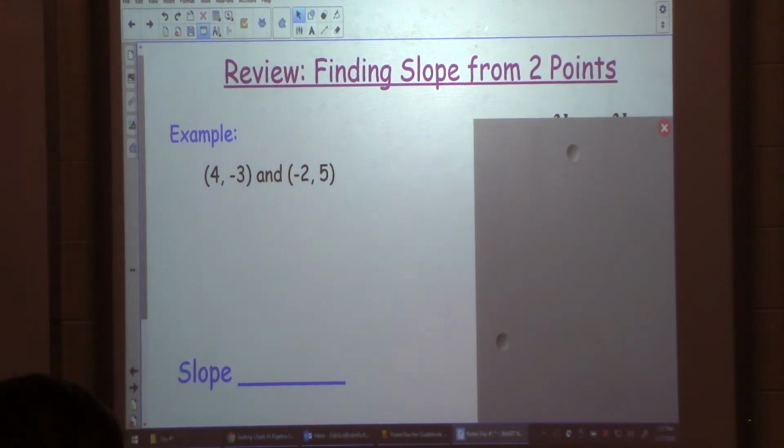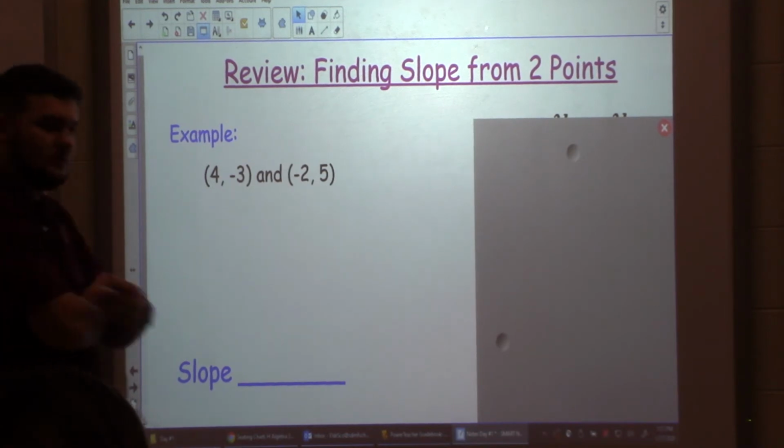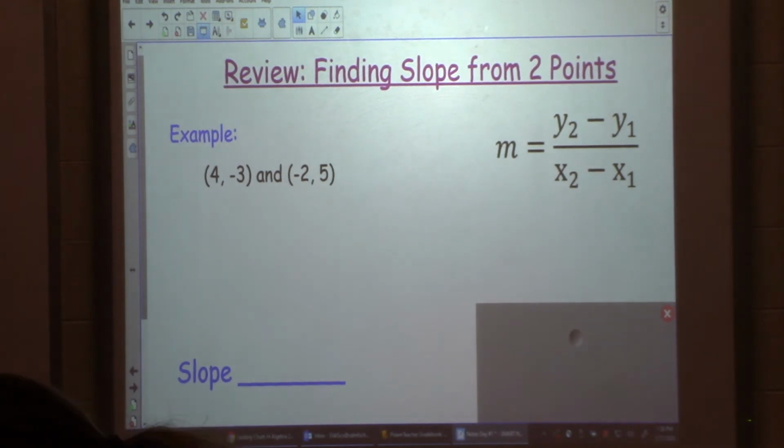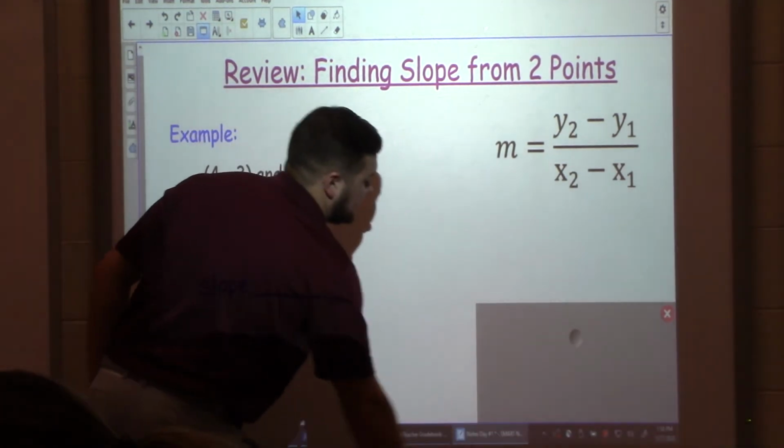Finding slope from 2 points. We have a formula for this. You've used this formula before. y2 minus y1 over x2 minus x1. In other words, the change in y over the change in x. That's our slope formula for 2 points.